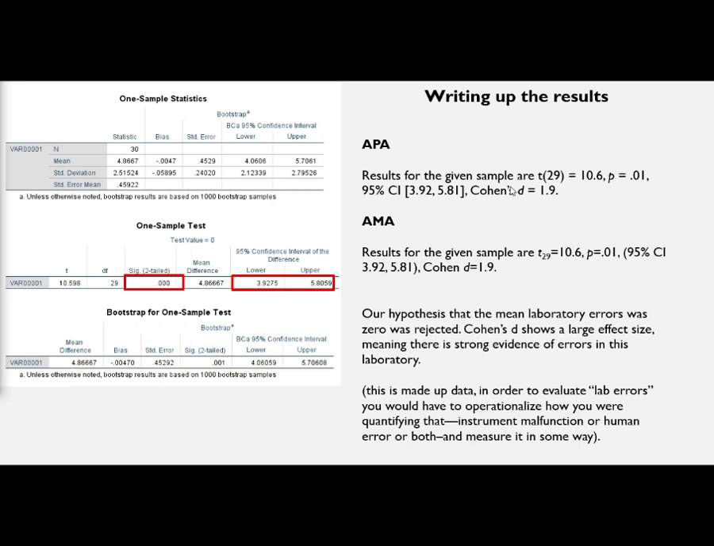And then I said Cohen's d with an apostrophe s, and I calculated that by taking the mean difference divided by the standard deviation right over here. The American Medical Association is very, very similar, but you'll notice that they don't use parentheses, they use a subscript for the degrees of freedom. They don't like spaces around their equal signs, and everything else is the same. Here, the 95% confidence interval goes inside the parentheses, and then they report them. And their Cohen doesn't have an apostrophe s, and again, no spaces.